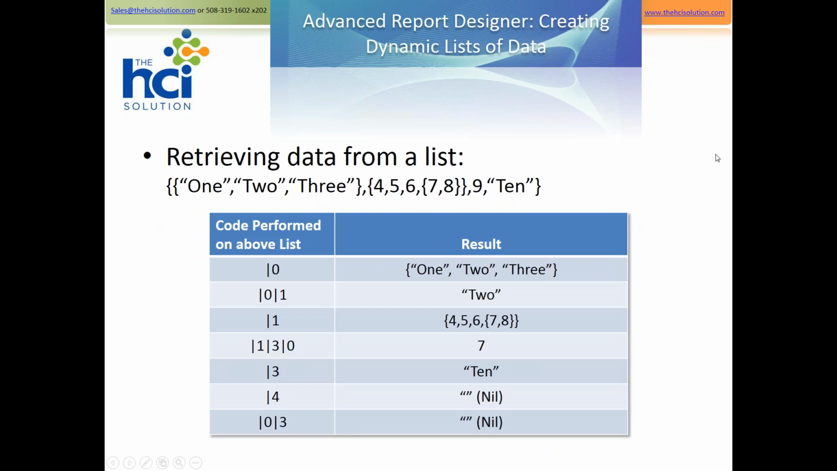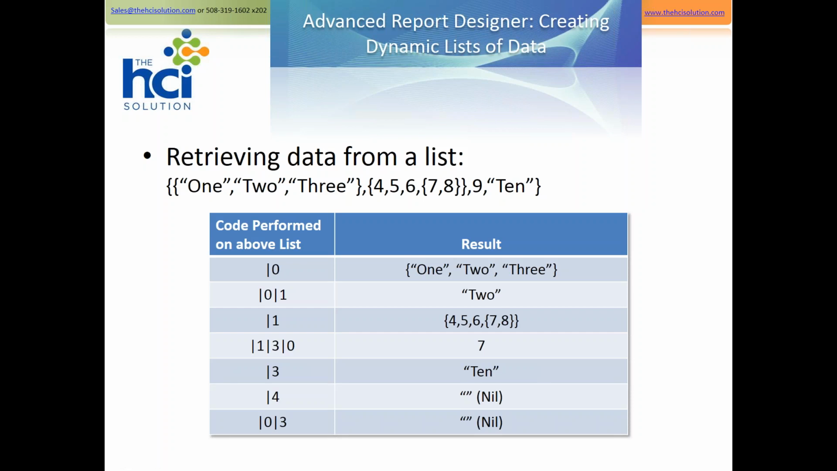If you need to retrieve data from one of these lists, there are several ways to do it, but one method is to use the offset operator, and that's what this table depicts. If I wanted to get the value of the first member in the list, I would use the offset operator, sometimes referred to as piece. Piece 0, or offset 0, will return the first item in the list, which is a list itself called 1, 2, 3.